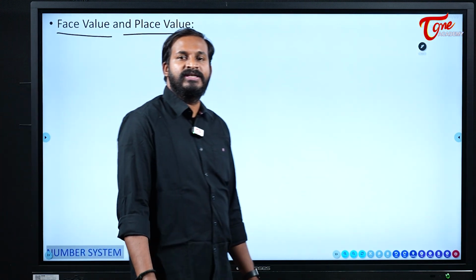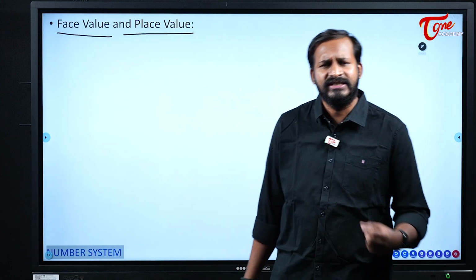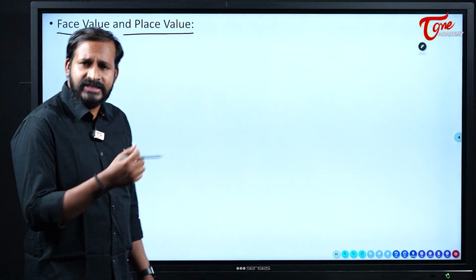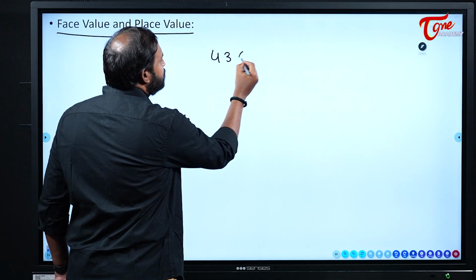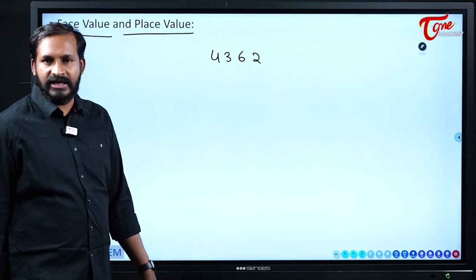Our next concept is based on face value and place value. This is a very simple and basic concept. What is meant by face value? For example, there is a number 4362.